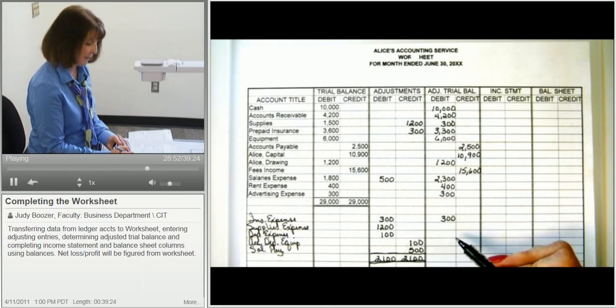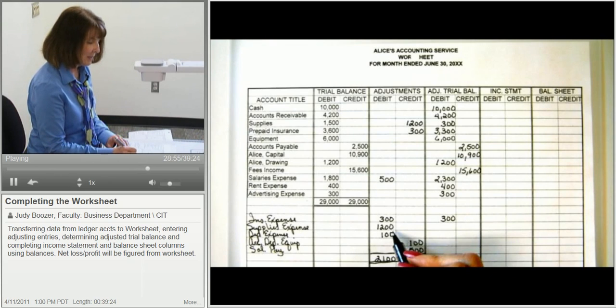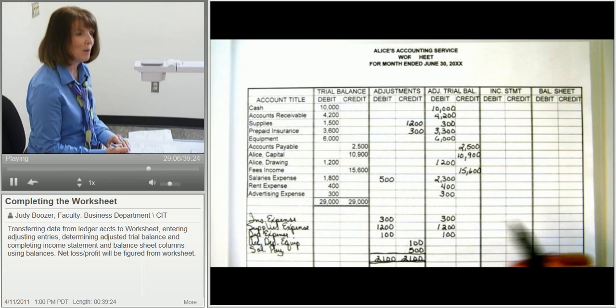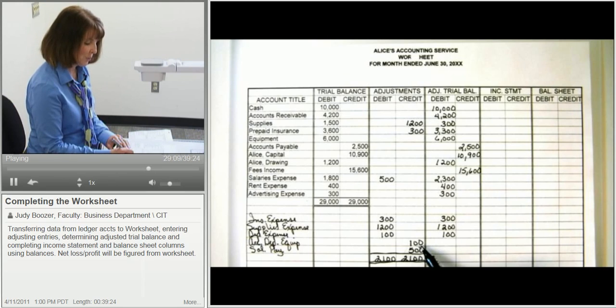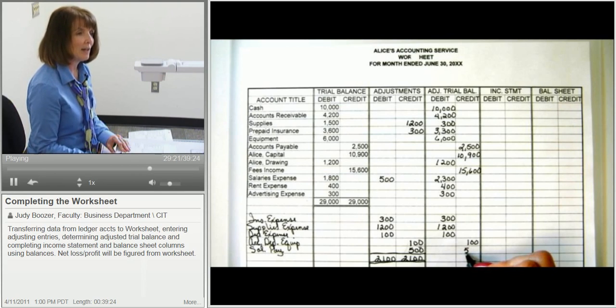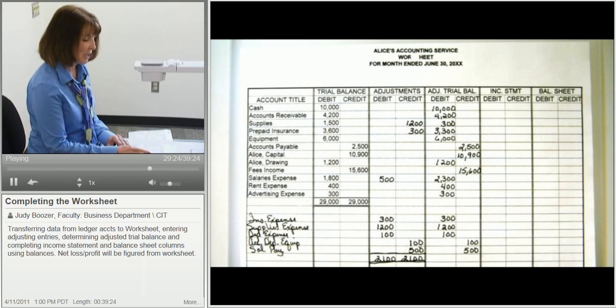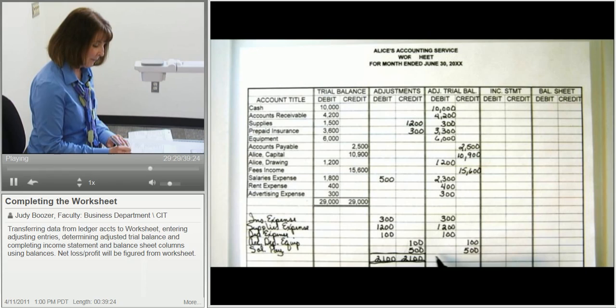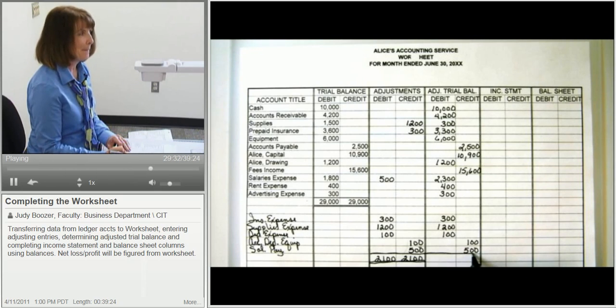Expenses are debits. Supplies expense, 1,200. Depreciation expense, 100. And accumulated depreciation equipment, make sure it gets put in the credit column. And salaries payable, liabilities have credit balances. So 500 in the credit column. Now, our adjusted trial balance is complete. So we put a line underneath and we add them up.